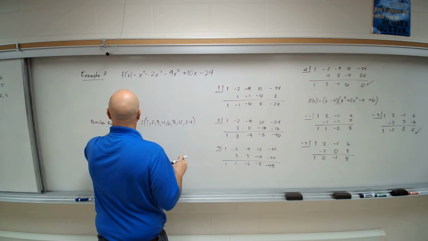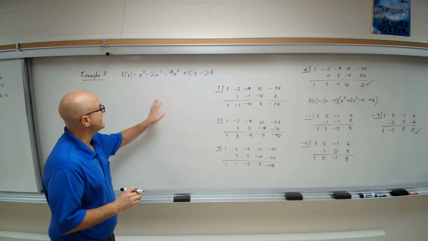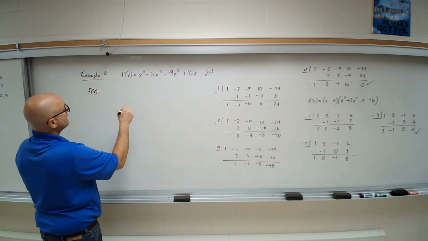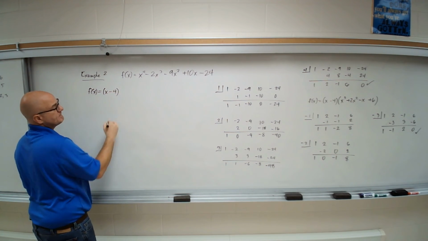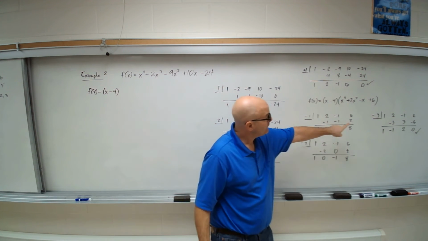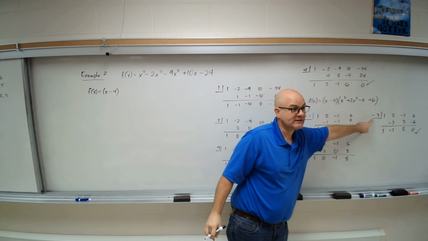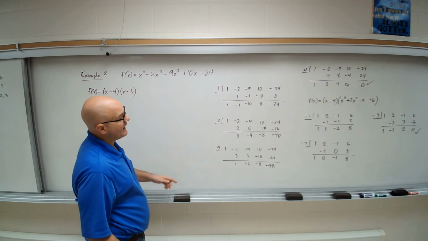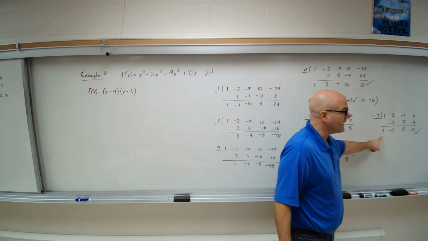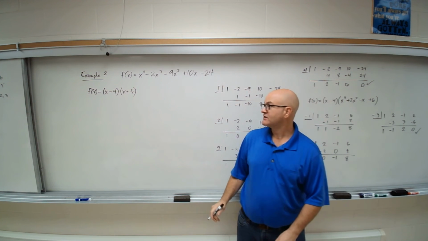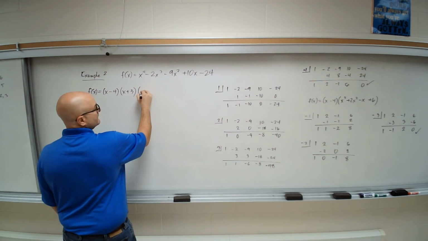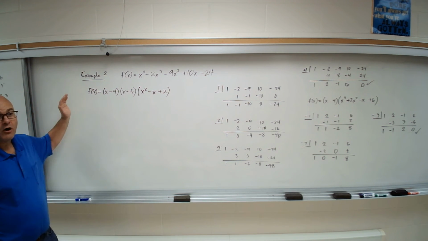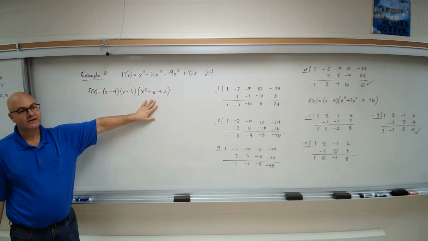So at this point, and I need to go back over here, we'll get rid of this stuff. But what this gives us here is for our factorization for f of x, we have the factor from before, which was x minus 4. We have our new factor from here, which will give us x plus 3. And then we have the quotient here, which is x squared minus x plus 2.